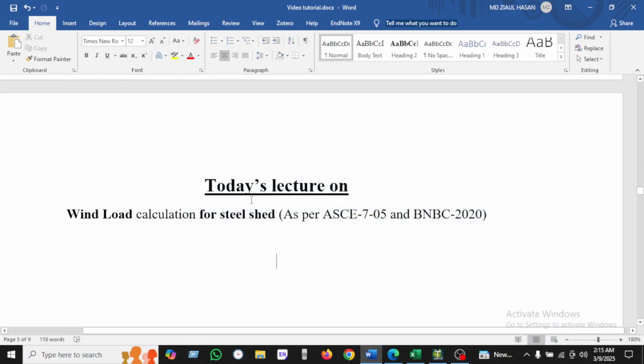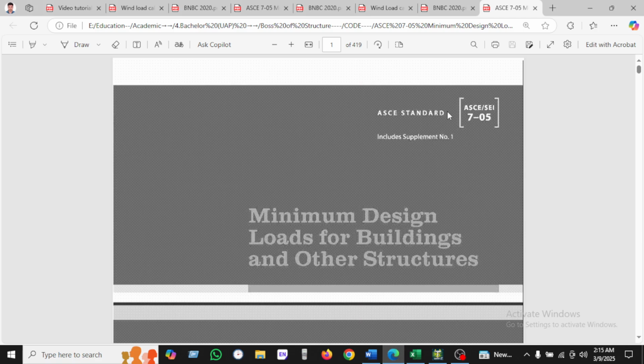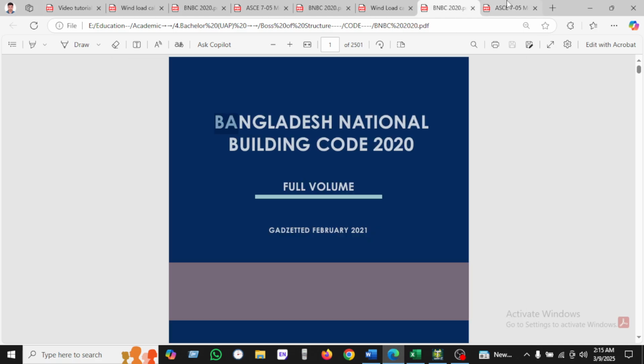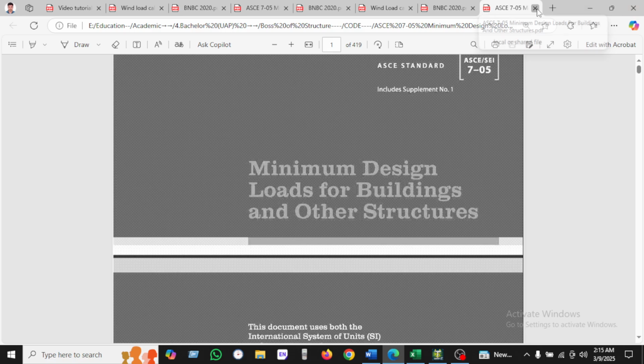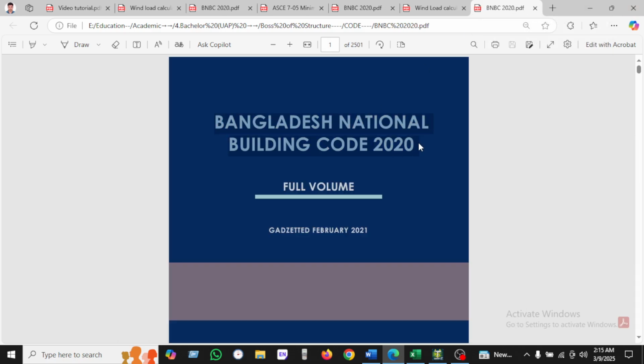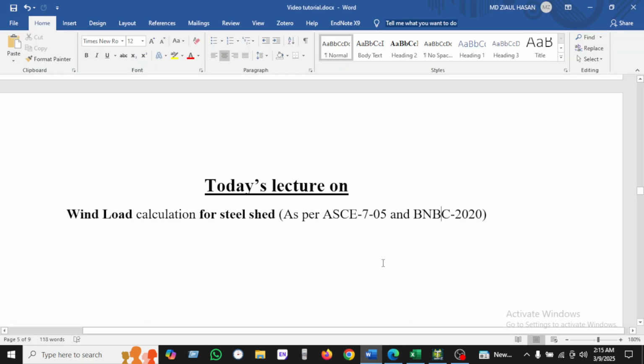Hello everyone, today I'll deliver a lecture on wind load calculation, especially for steel shed buildings or low-rise buildings, as per ASCE-7-05 and BNBC 2020. Here is ASCE-7-05, Minimum Design Loads for Buildings and Other Structures. And another one we can see is the Bangladesh National Building Code, which is BNBC 2020. Okay, let's start.